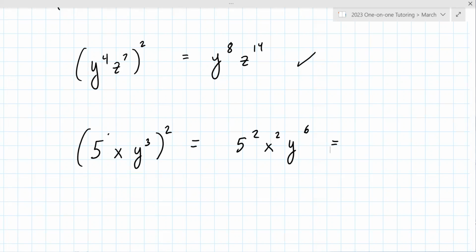Oh, like finish the problem? Yeah, there's a little bit more to do here. I would give you maybe a small deduction if I were grading this. 5 to the power of 2 can be reduced. What does that become? So 5 times 5 or 5 squared? 5 times 5 is 25. So 25 x squared y to the power of 6. Oh, okay. That makes sense.